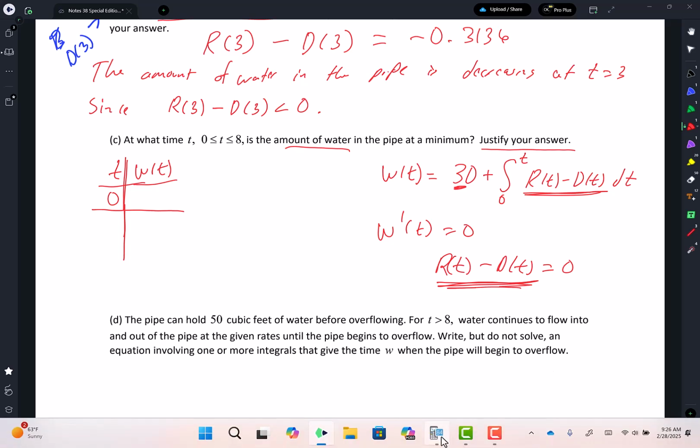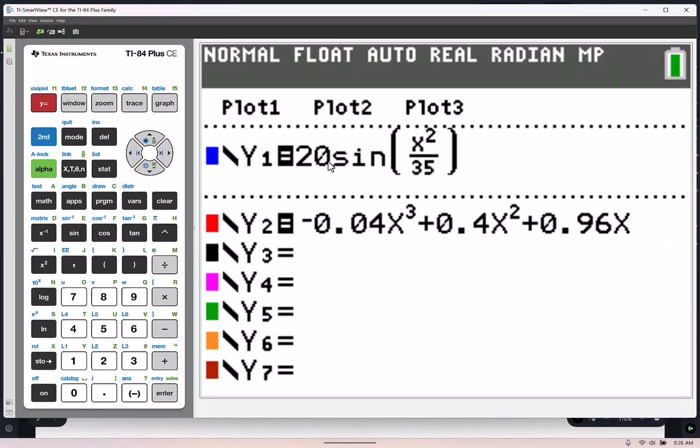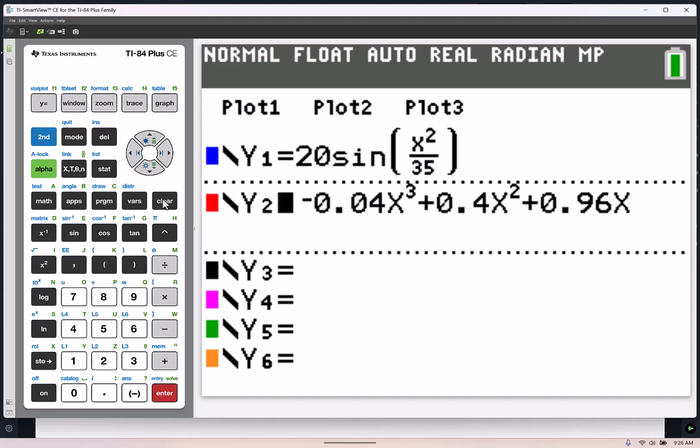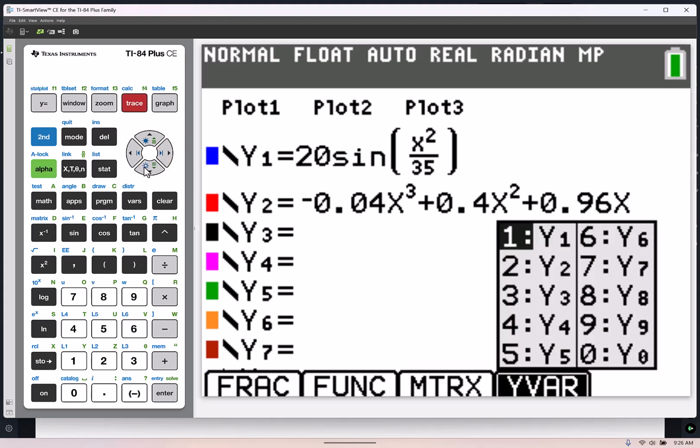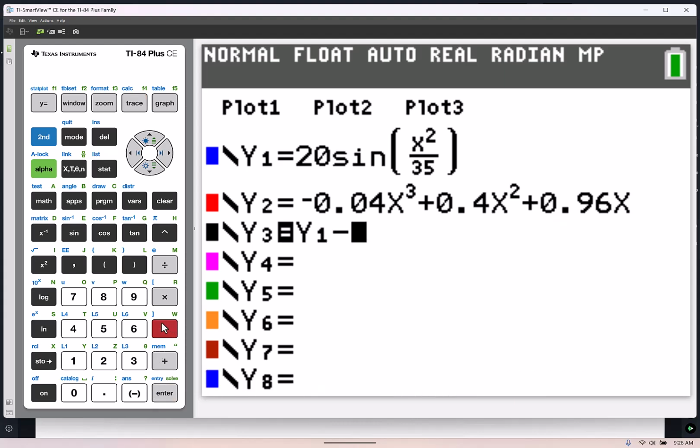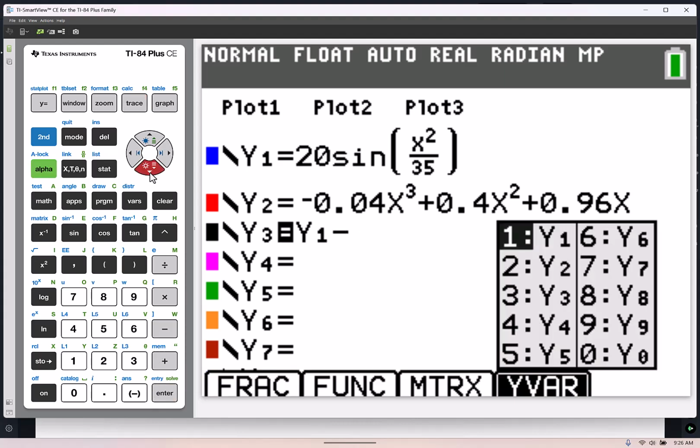I already have my calculator. Look, R of t and D of t are already in here. I'm going to turn off Y1. And I'm going to turn off Y2. Why are you doing that? Because I want to do Y1 minus Y2. You could also leave Y1 and Y2 on and see where they intersect. But it's easier to do this. So I'm going to go alpha trace Y1 minus alpha trace Y2.